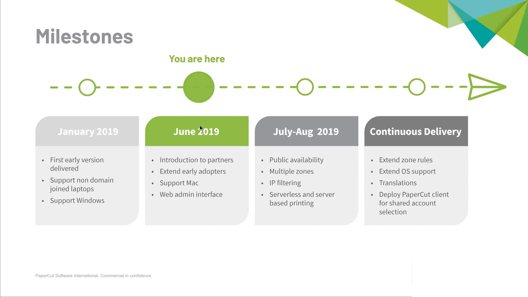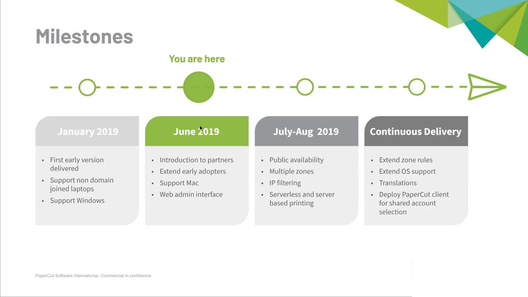Which is when? So in July and August, we're making 19.1 available. So in July, the general available release will be out. And then early August, we're bringing out the GA, the general availability release.